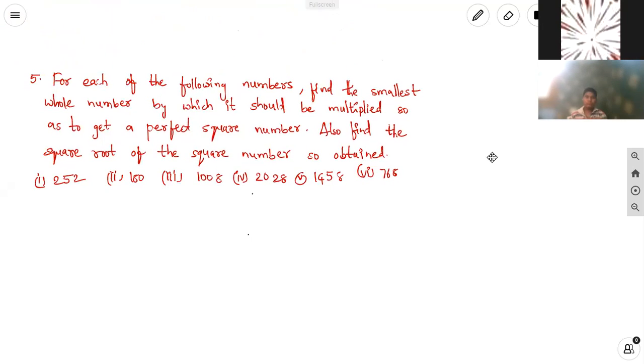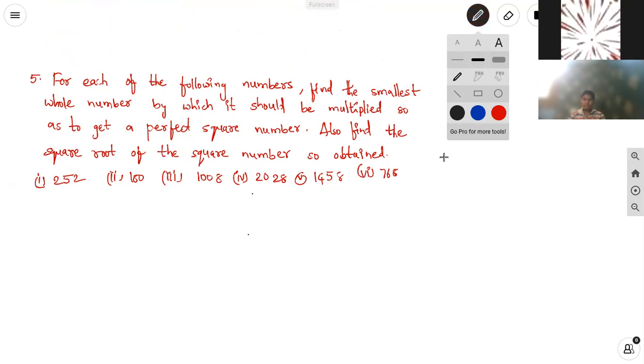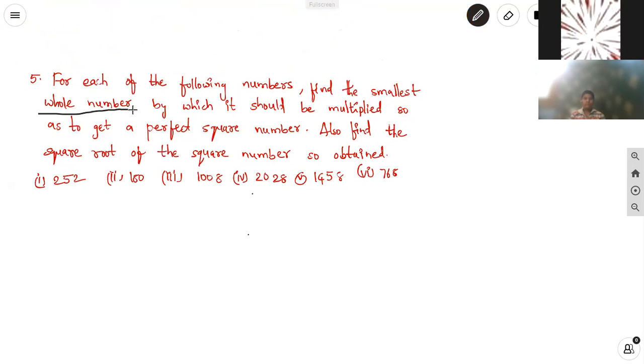Let us discuss problems on square roots and squares. Exercise 6.3, fifth problem. For each of the following numbers, find the smallest whole number by which it should be multiplied so as to get a perfect square number. Also find the square root of the square number so obtained.